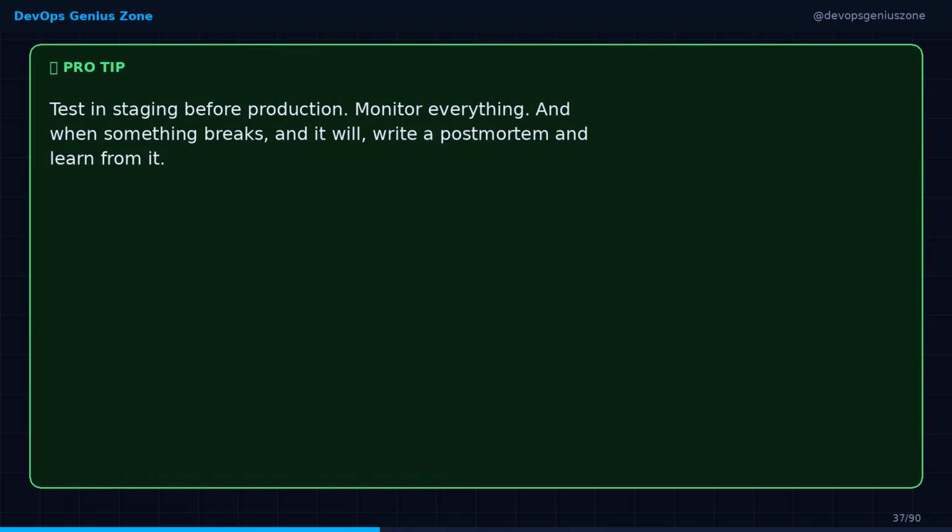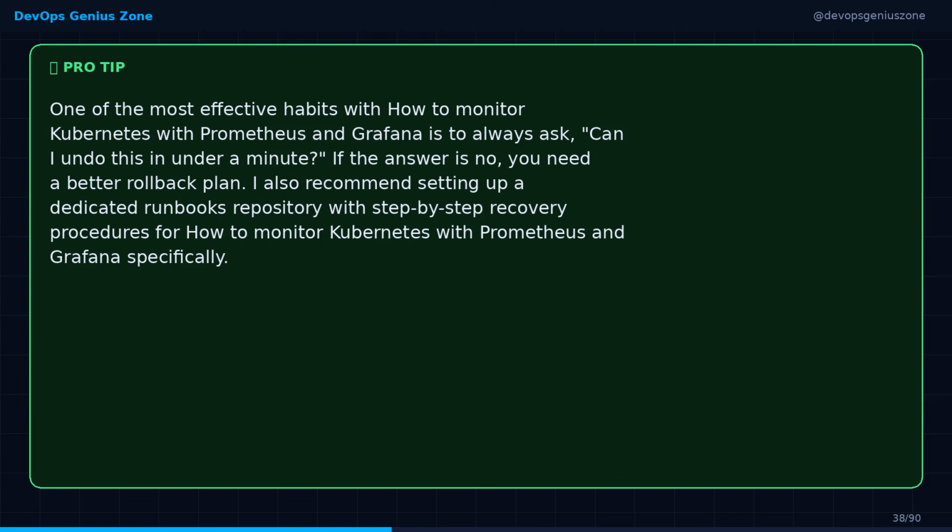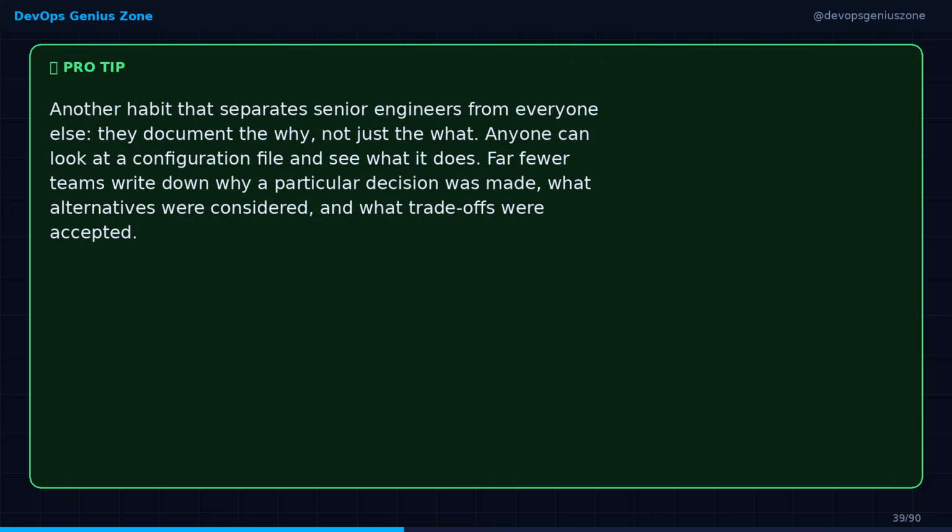Another habit that separates senior engineers from everyone else, they document the why, not just the what. Anyone can look at a configuration file and see what it does. Far fewer teams write down why a particular decision was made, what alternatives were considered, and what trade-offs were accepted. 6 months later, when someone wants to change that configuration, that context is the difference between a confident change and a nervous one. With how to monitor Kubernetes with Prometheus and Grafana, I strongly recommend a short comment or linked doc next to any non-obvious decision explaining the reasoning behind it.